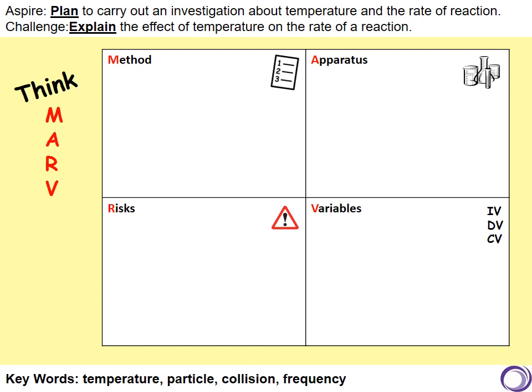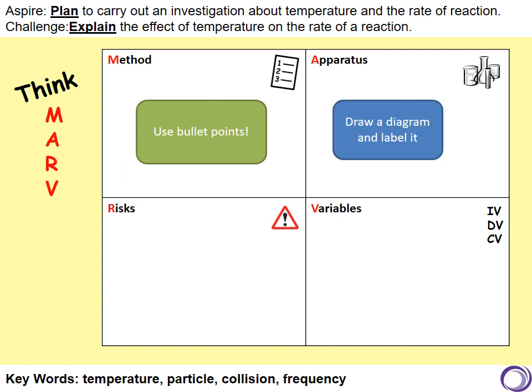Here I have a grid. The method, I would always recommend that you use bullet points. If we think back to that level 3, it needed to have a logical sequence. Using bullet points will make that very clear to the reader. Apparatus. I would always favour drawing a diagram and labelling it. Students often say to me, but there was no space to draw a diagram. It doesn't matter if you have a page and a half of lines, you can still draw a diagram on lined paper.